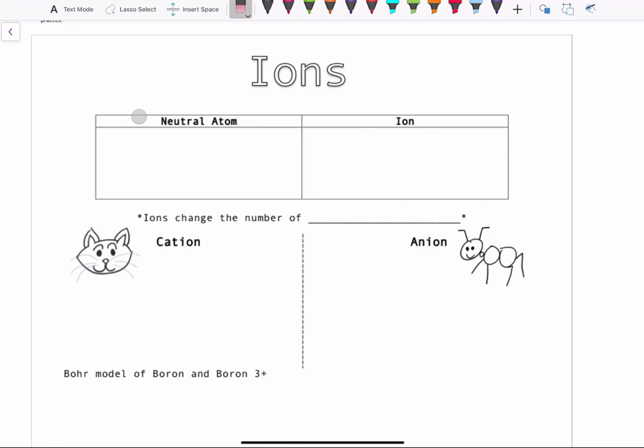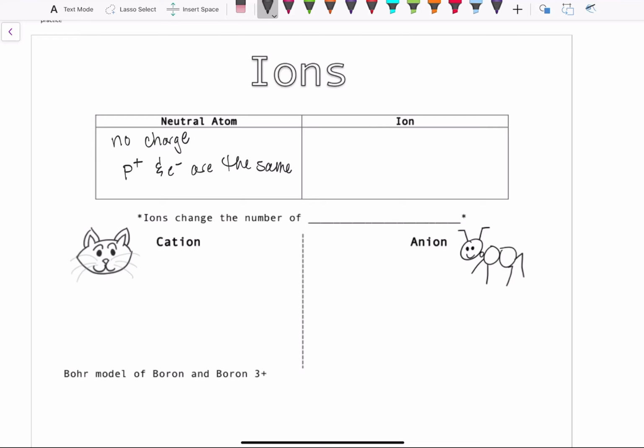Everything we've been studying so far falls in this neutral atom category. So neutral atoms, you remember, they have no charge. And that's because whenever we're doing calculations for our protons, neutrons, and electrons, you'll notice that the protons and electrons are the same. They're equal. And specifically, in this case, equal to the atomic number. So it's neutral because the positive and negative charges are exactly the same. We'll look at an example in a minute.